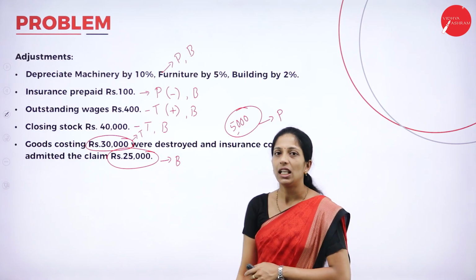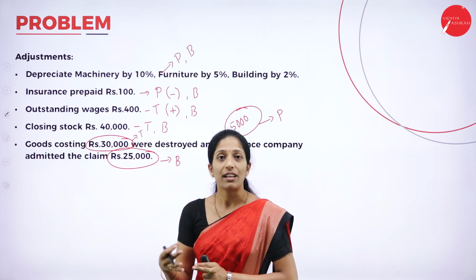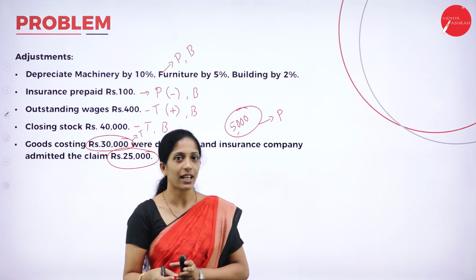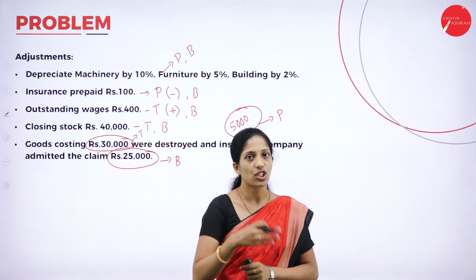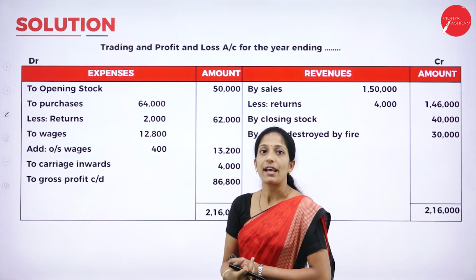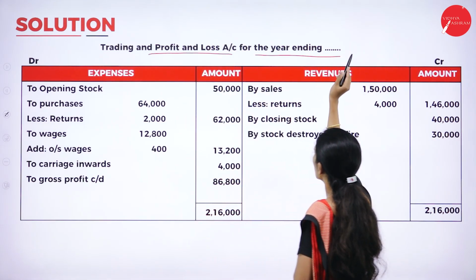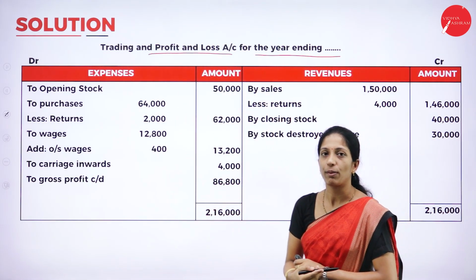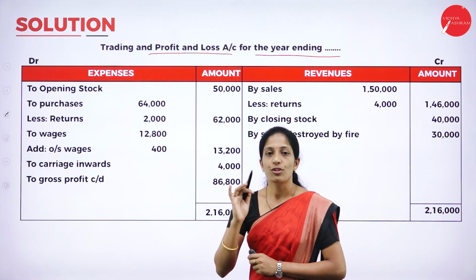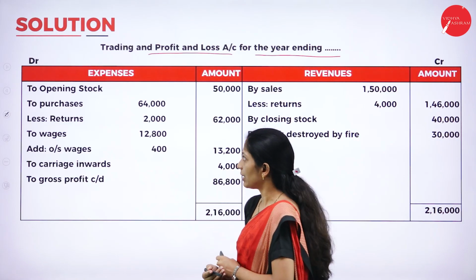Hope you are clear with the last adjustment. Now you are clear with the whole problem, where we have to record the items of the trading account and the adjustments. Now we shall directly go through the solution. First, we have to prepare the trading and profit and loss account for the year ending. They have not given the date in this problem, so let it be blank.